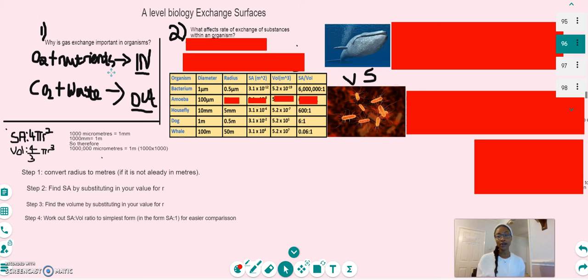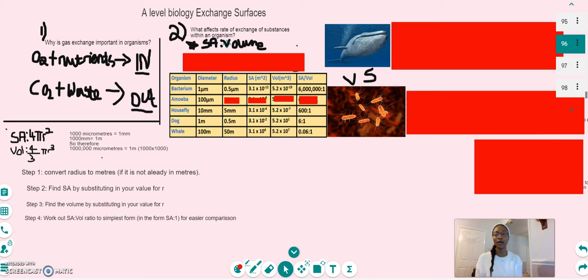Good. So the next question I wanted to ask is, what affects the rate of exchange of substances within an organism? You may have seen this already at GCSE level, or you might remember it. The first really important thing that affects the rate of exchange of gases within an organism is the organism's surface area to volume ratio.